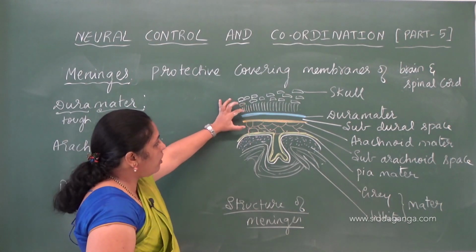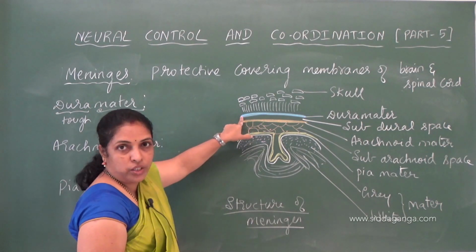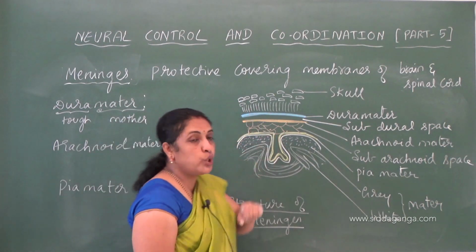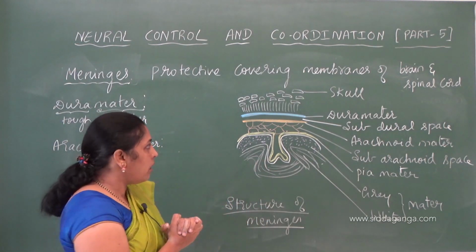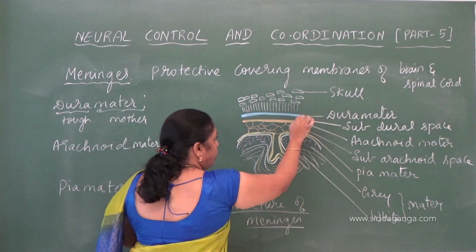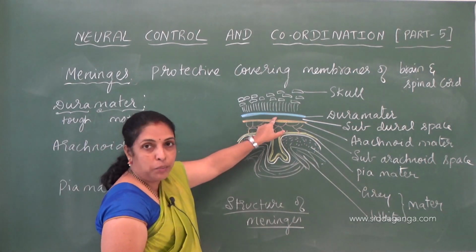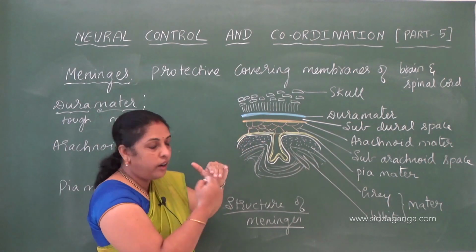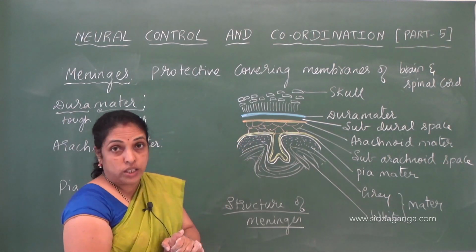It is attached to the skull. Below the skull, the first layer of meninges is seen, that is dura mater, which is non-vascularized and tough. Below the dura mater, we see a space that is called subdural space. So the space below the dura mater is called subdural space.